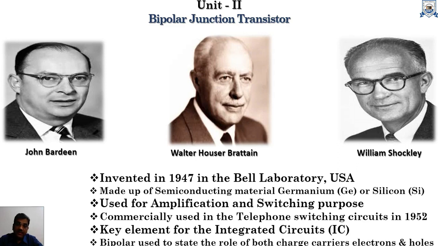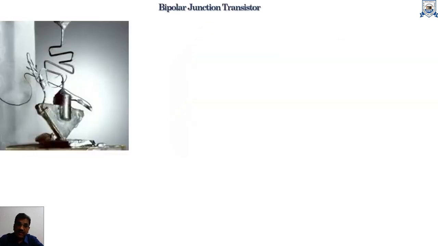Here the word bipolar is used because it describes that both types of charge carriers, that is majority charge carriers and minority charge carriers, are involved in the operation of the bipolar junction transistor. That is why the word bipolar is used. This is the first image of a point contact bipolar junction transistor, which was fabricated in AT&T Bell Laboratory in 1947.